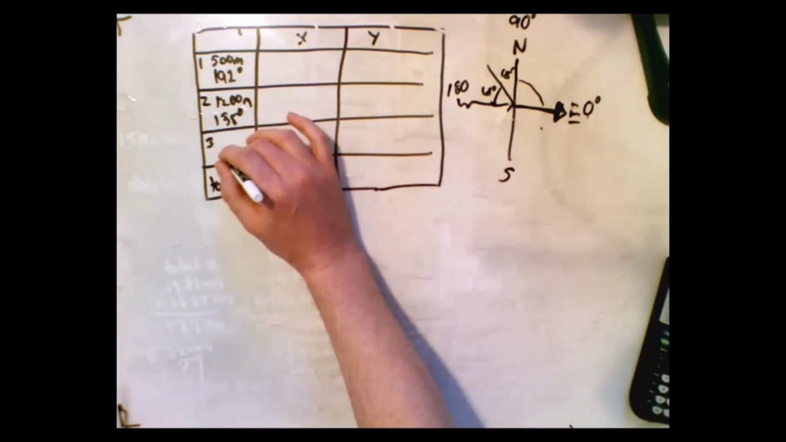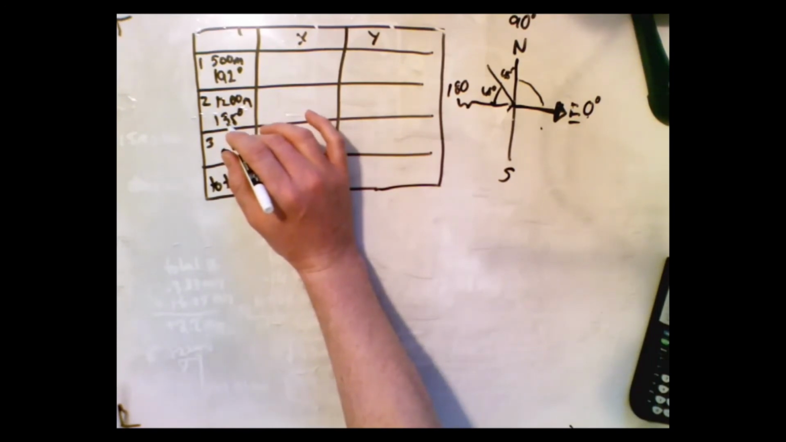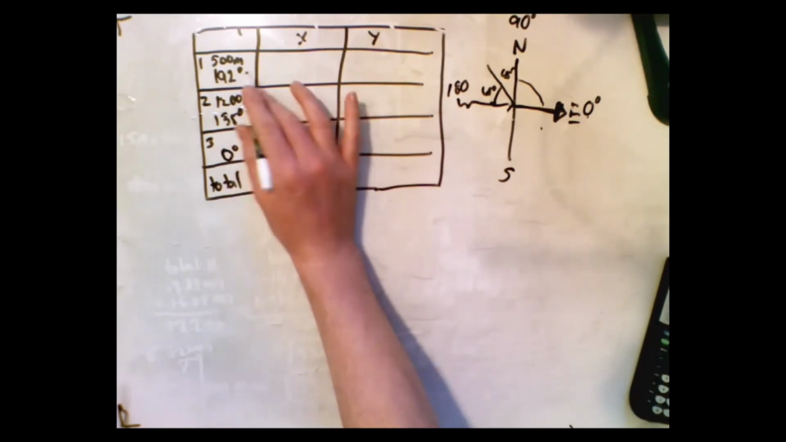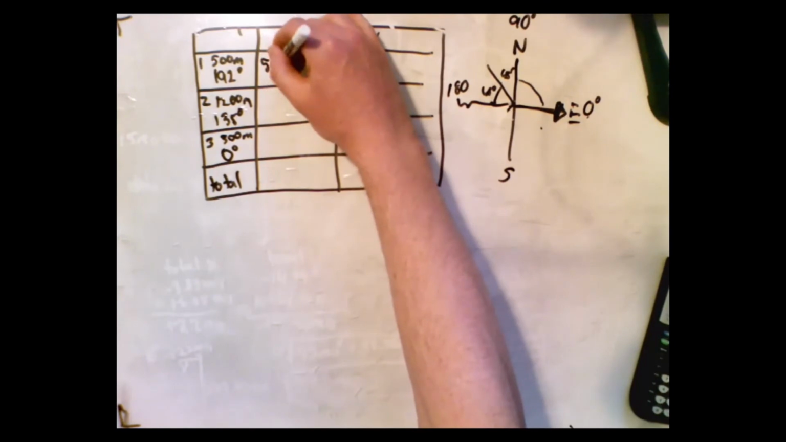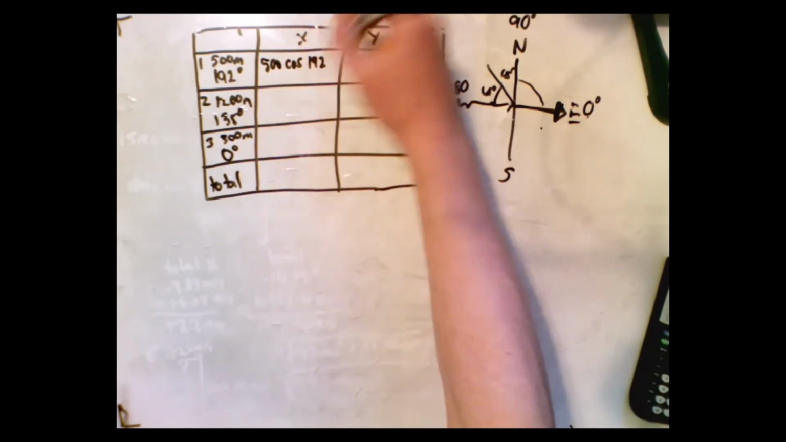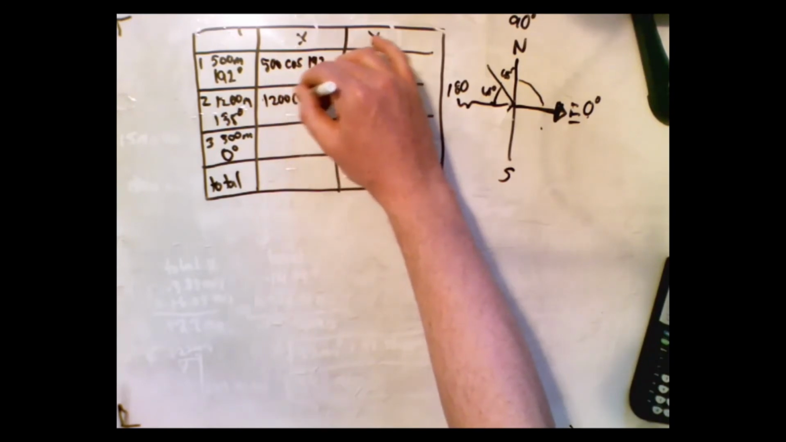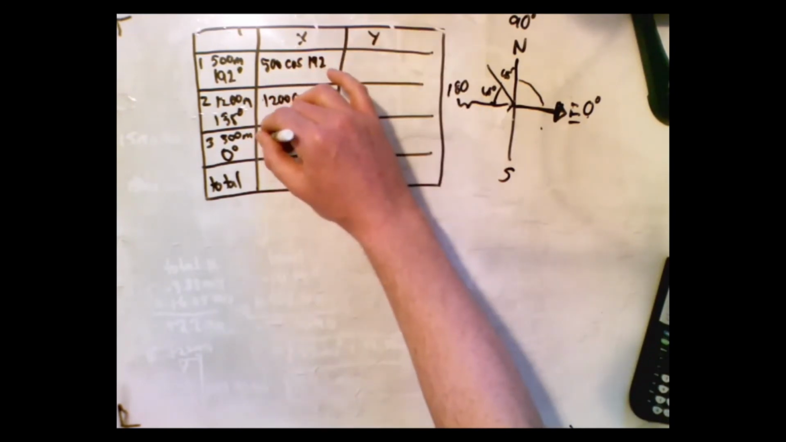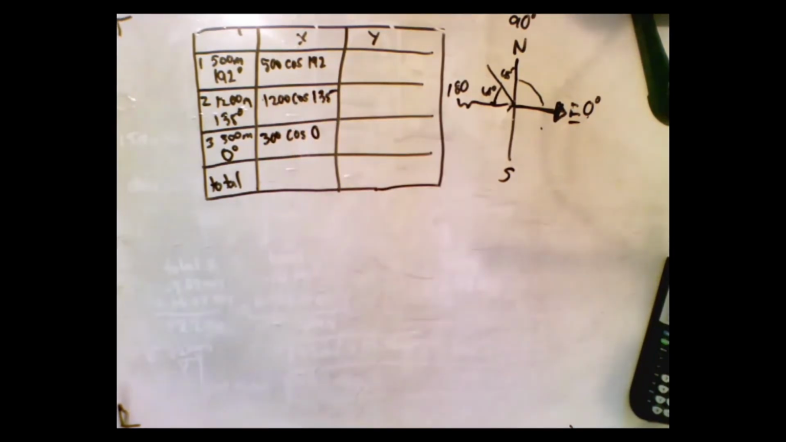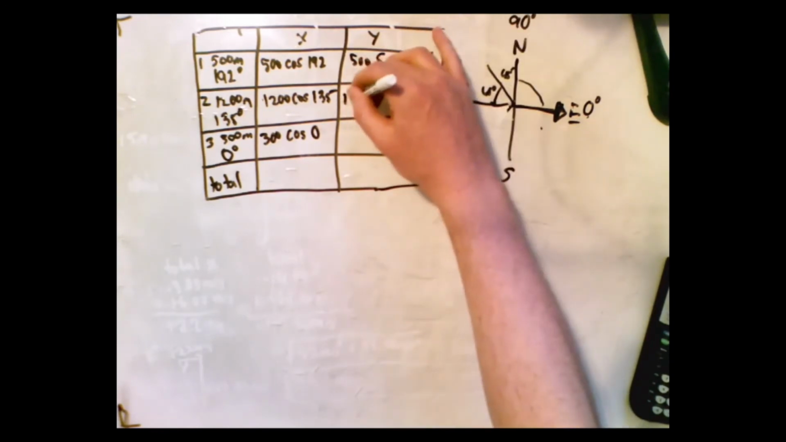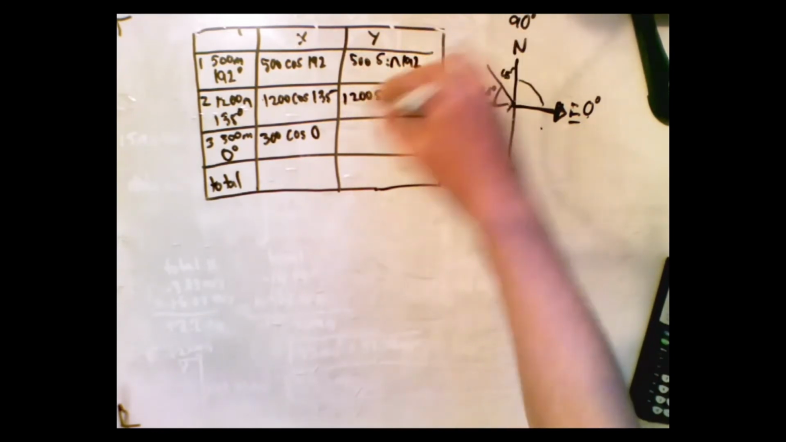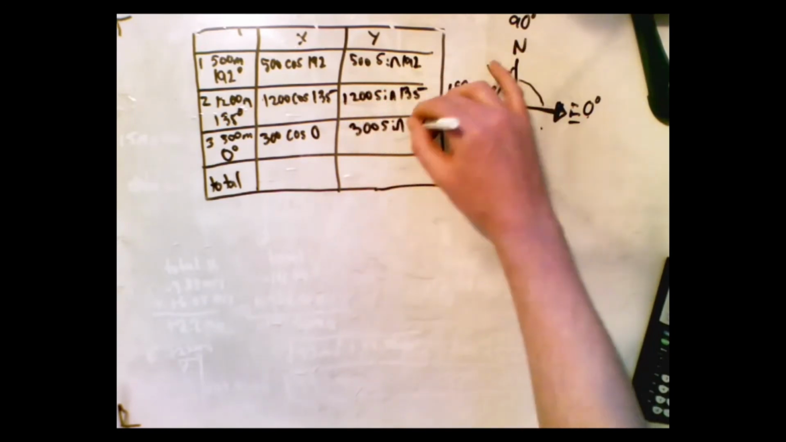So the angle is 0 degrees, and it gives the distance as 0.3 kilometers, but if this is meters, then we want this one to be in meters. So we're going to go 300 meters instead of 0.3 kilometers. Okay. So magnitude 500, x is cos 192. Magnitude 1,200, cos 135. Magnitude 300, cos angle 0 degrees. Same thing here: 500 sine 192, 1,200 sine 135, and 300 sine of 0.